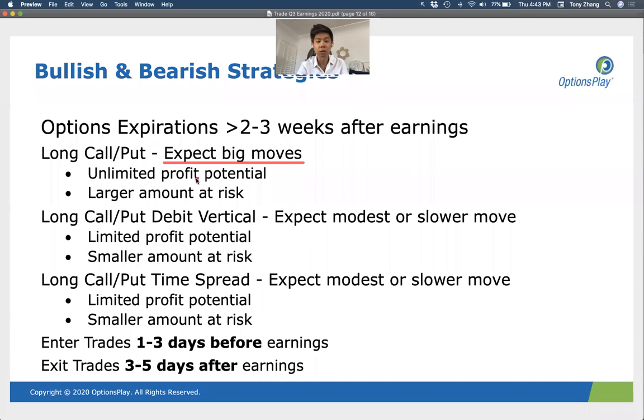And you only want to do this on stocks that you think can make a big move, because you truly have unlimited profit potential on these types of trades. But you are putting a fairly large amount of capital at risk on these types of trades.